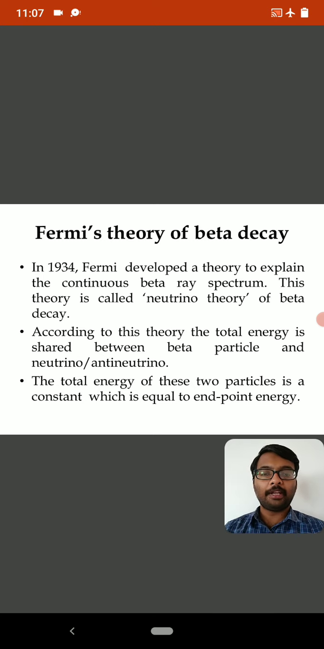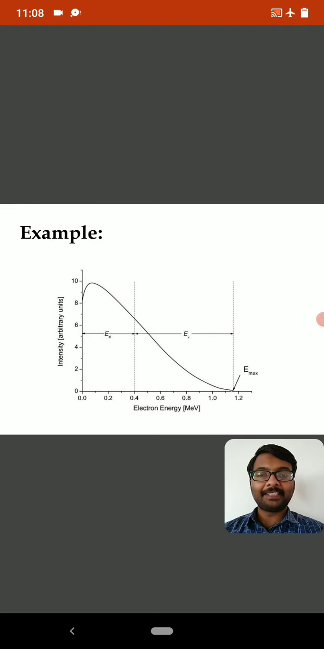So the end point energy is nothing but the maximum kinetic energy, or the total amount of energy released in the beta decay process. As the beta particle is not carrying the total energy, there will be some amount of missing energy, and that missing energy is shared between this beta particle and the neutrino or the antineutrino. So consider one of the examples here.